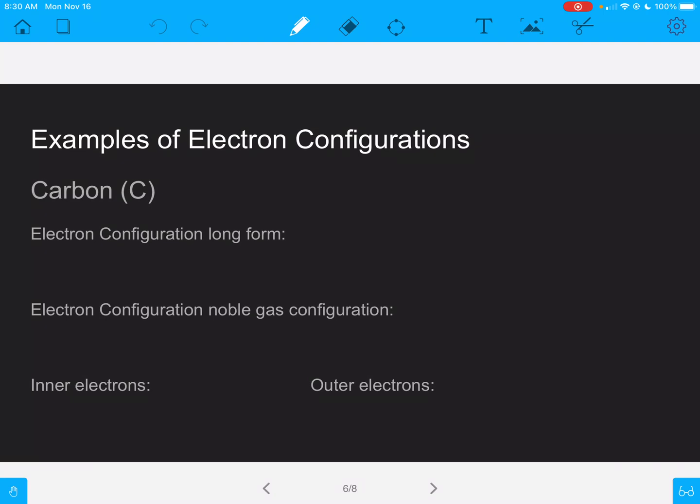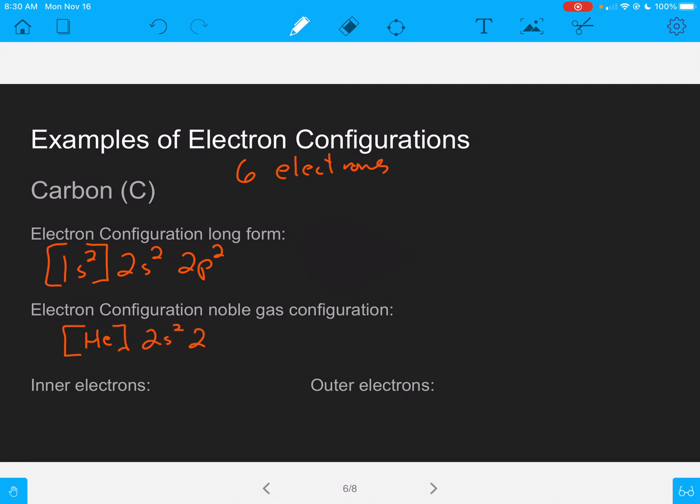The electron configuration long form for carbon. Well, carbon has 6 electrons. Okay, we know it has 6, so that's going to be 1s2, 2s2, 2p2. Well, we know that this is actually helium, right? So we could write that in noble gas configuration. This is going to be helium, and then 2s2, 2p2.